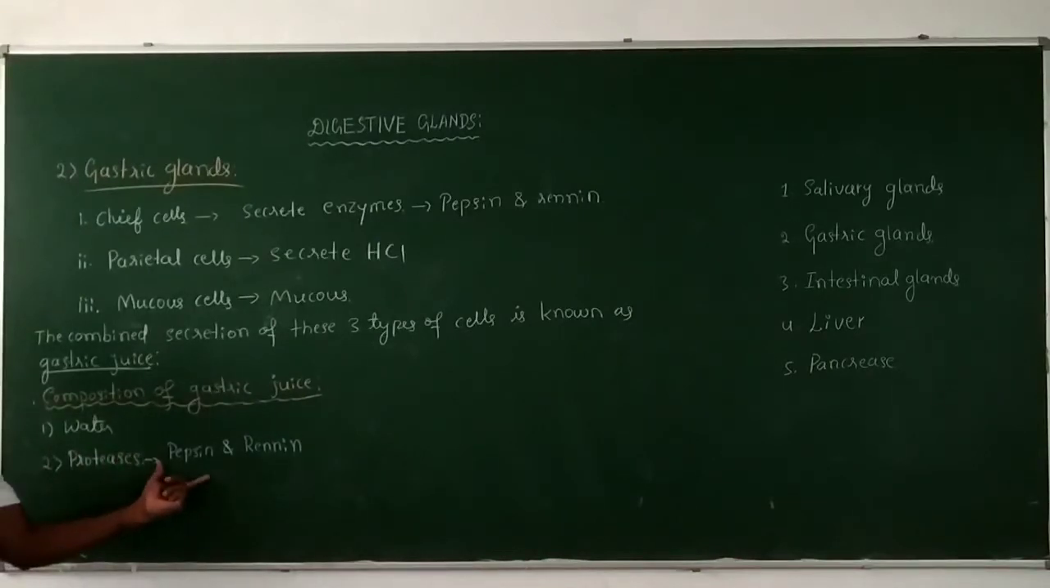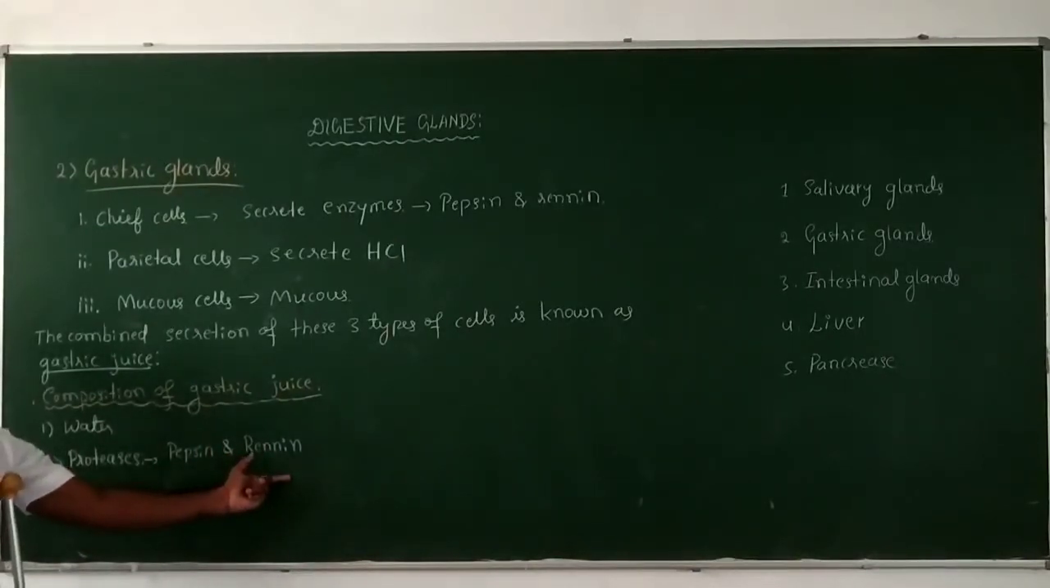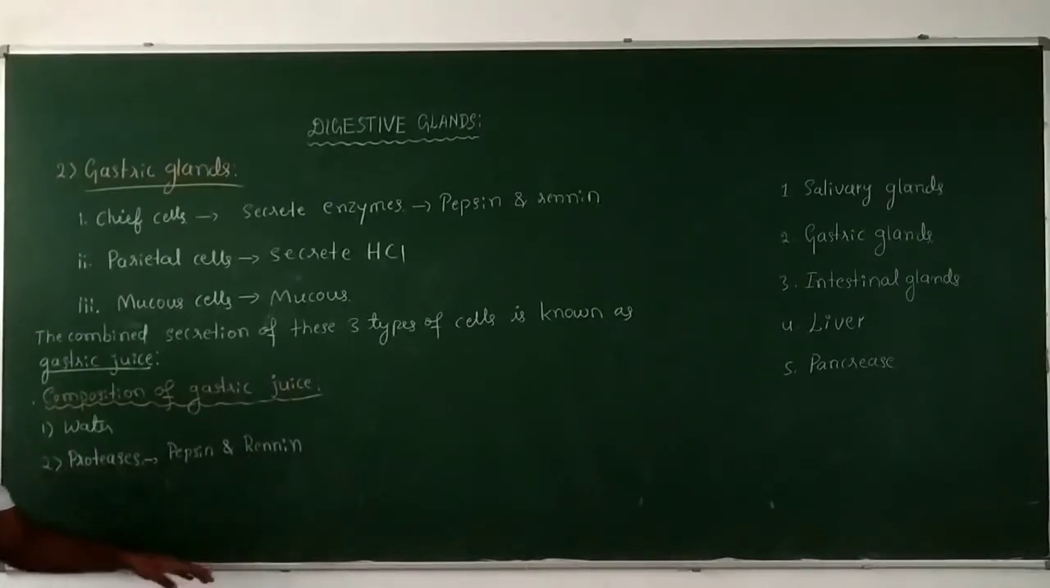When the pepsin is in inactive form, it is called pepsinogen. When the renin is in inactive form, then it is called prorenin. And this inactive pepsinogen and inactive prorenin get converted into active pepsin and active renin by the action of HCl found in the gastric juice. That is the idea. And also, the third component is HCl.